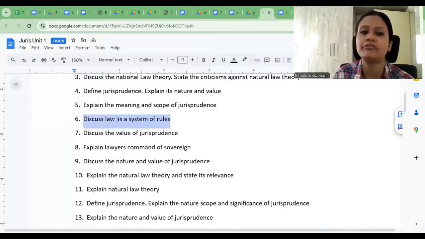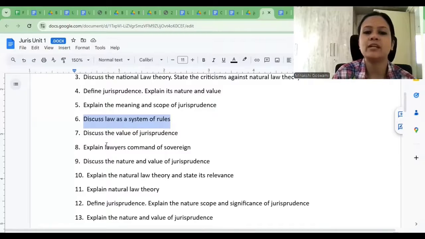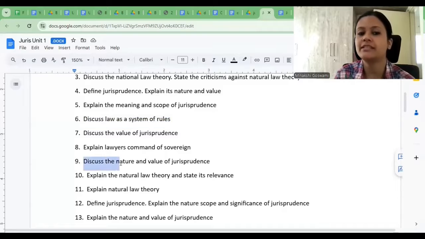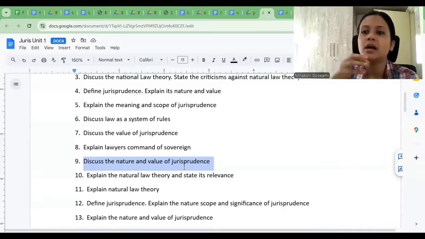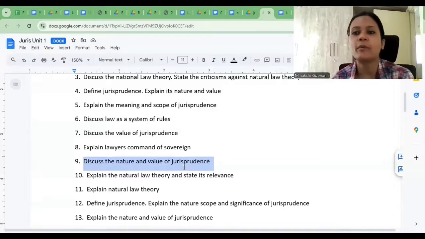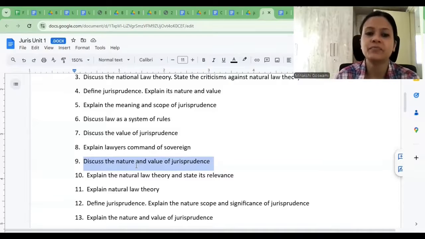Discuss law as a system of rules, discuss the value of jurisprudence, explain lawyers' command of sovereign, discuss the nature and value of jurisprudence. So something around this meaning, utility, nature, value, something around that you can expect, because that is a very important topic from your Unit 1 syllabus.